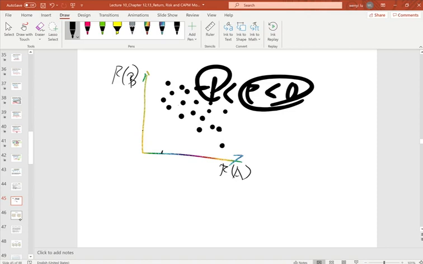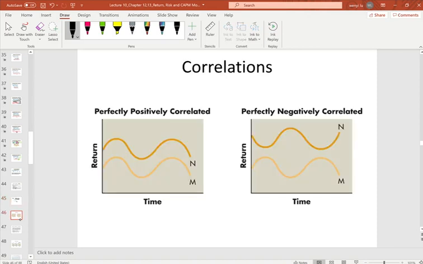So here you can see the chart also shows what is positively correlated and what is negatively correlated. They are not required to be linear; for example, it can be a curve. For the N and M series, when N goes up, M also goes up. They show the same pattern with no exceptions, so they are perfectly positively correlated.